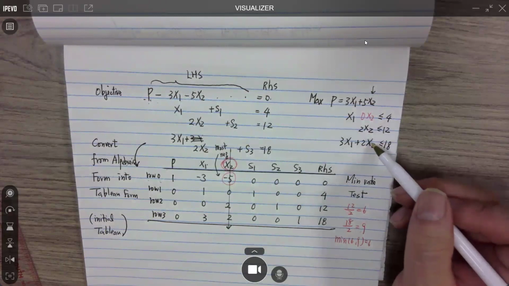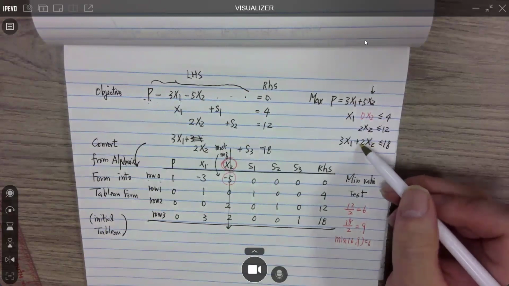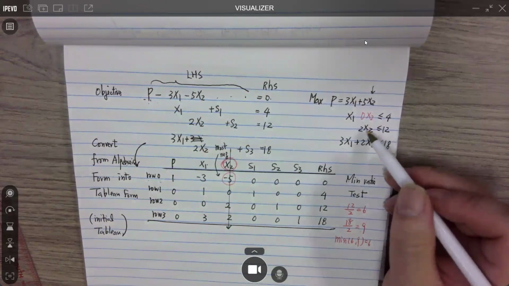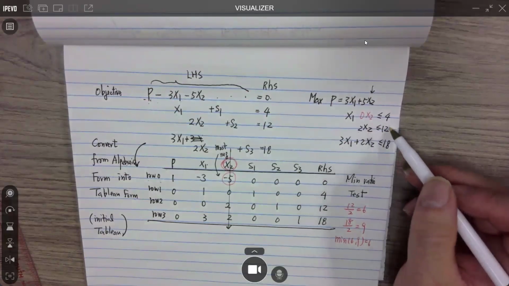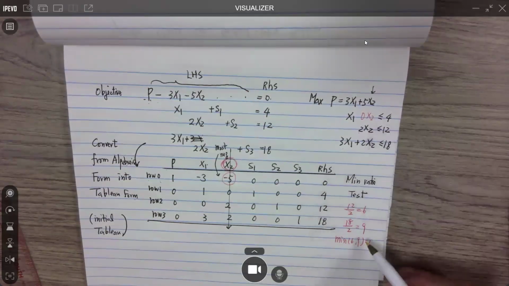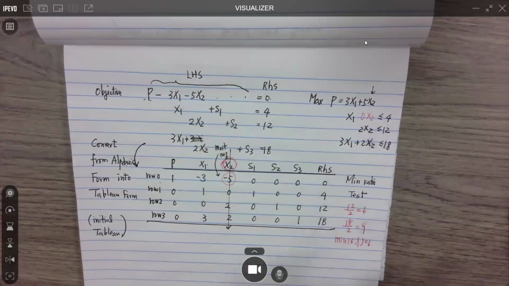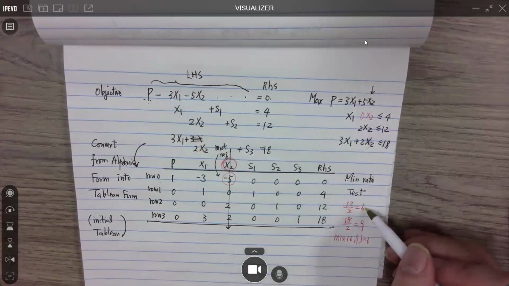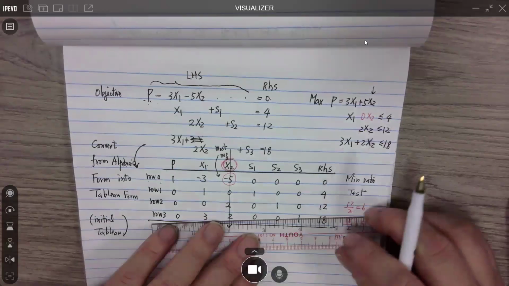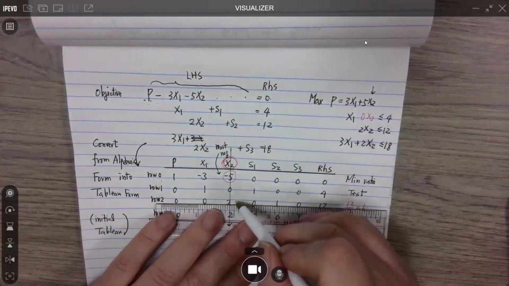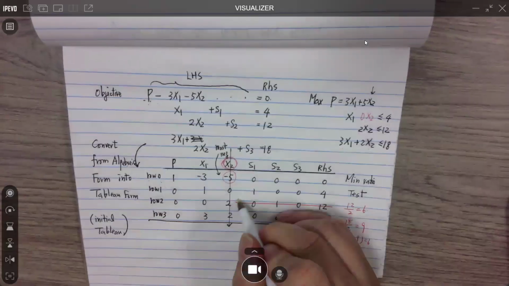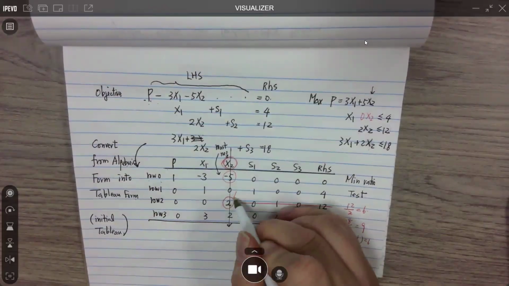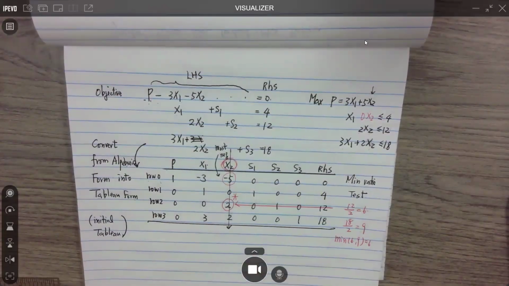But if you choose 9, 9 times 2 is 18, but 9 times 2 here is 18, and this constraint is violated. Is that okay? So you want to choose the smaller one. So from the one that creates the smallest ratio, you go back, and you find this number is what we call a pivot, okay?